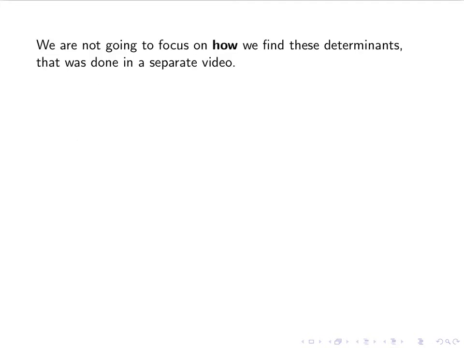We're not going to focus on how we find the determinants here. So I'm just going to show you the determinant and then give you the value. I want you to pause the video before I give you the value, and you do out the determinant and make sure you get the same thing. Okay, so again, we're not going to focus on how to do the determinants. We have that in a separate video.